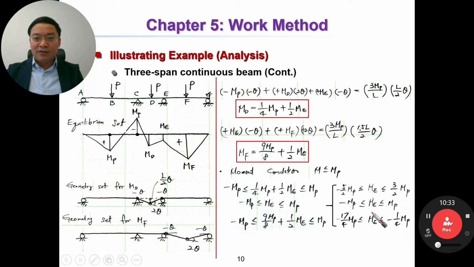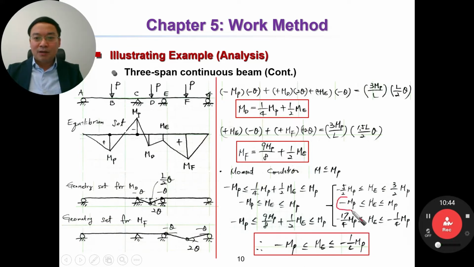So, combining three equations, we have ME in the range of what? Greater than minus MP, and smaller than the smallest one. Greater than the smallest one is MP, okay? And it should be smaller than the smallest of 3. It is minus 1 over 4 MP. Then it is the range of ME. If ME is within this range, then our solution is satisfied.